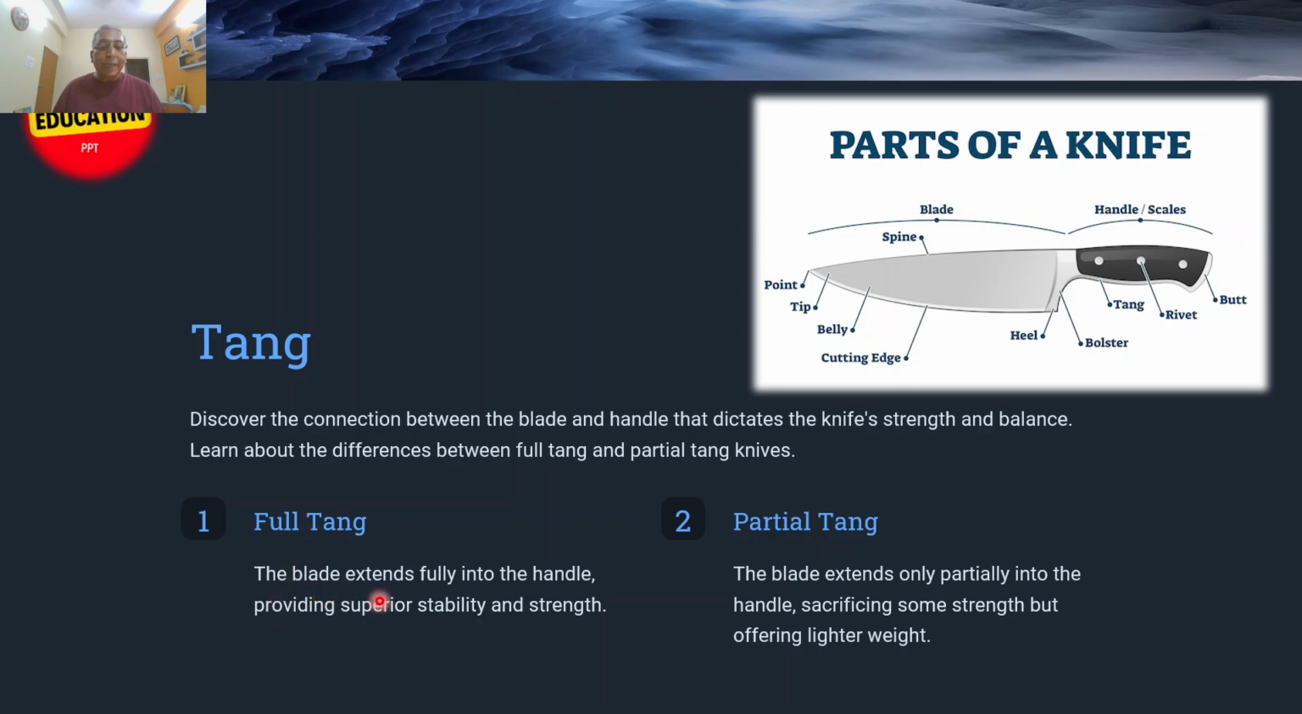Full tang is where the blade extends fully into the handle, providing superior stability and strength. Whereas in the partial tang, the blade extends only partially into the handle, sacrificing some strength but offering lighter weight. It is very natural. If the material is not extended up to the end part of the handle, then for obvious reasons, the weight of the knife will become a little less. So that is the importance of the tang.